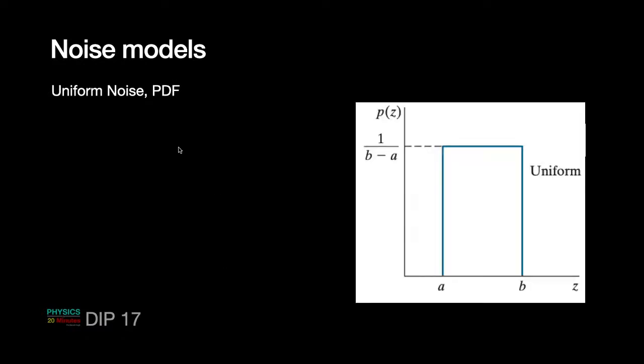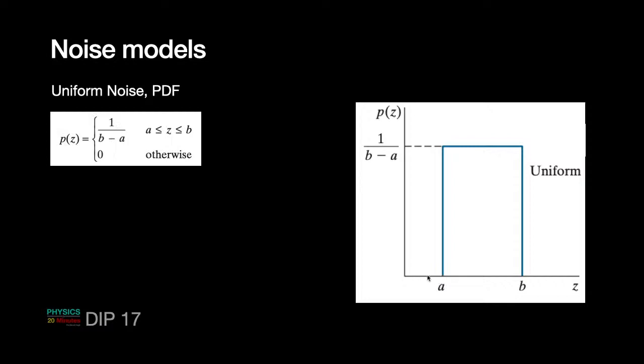More simple noise functions are uniform noise. As the title itself suggests, it's uniform. It has a flat top, you can see. So what does it mean? It means that below A it is 0, so there are no noise pixels whose gray levels are below A. Above B it is 0, so there are no noise pixels whose gray levels are above B. So all the noise pixel intensity levels are concentrated between A and B.